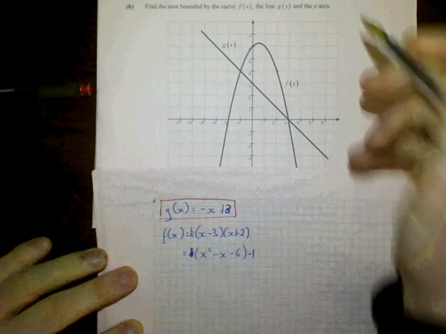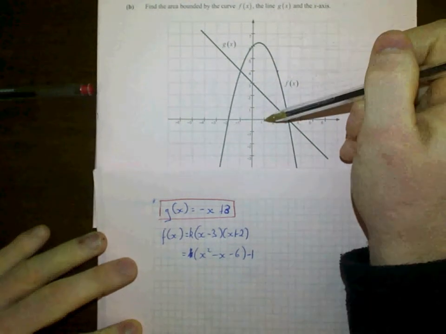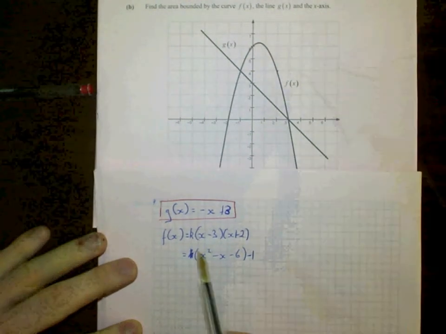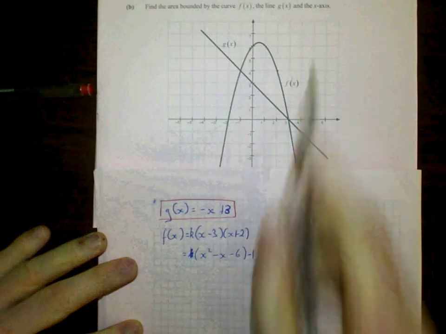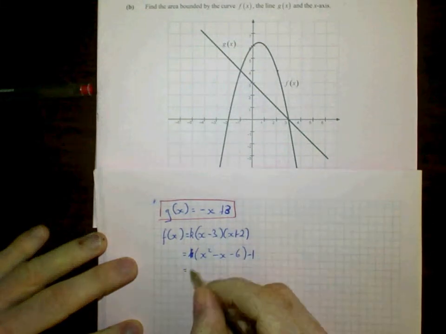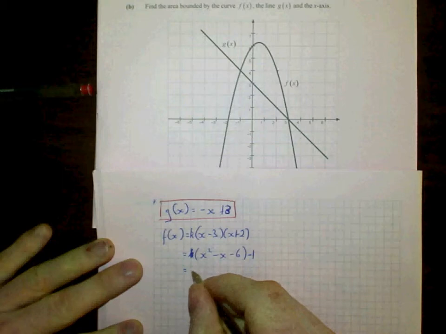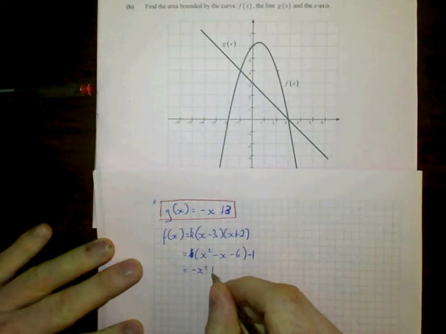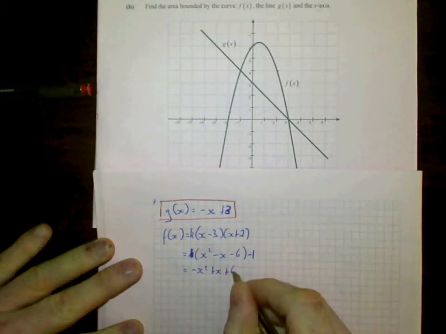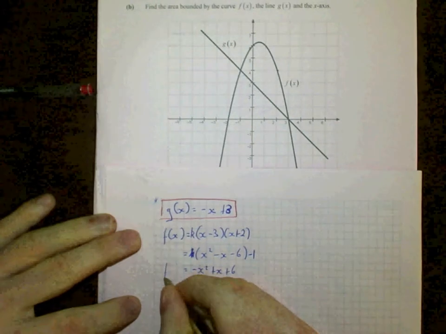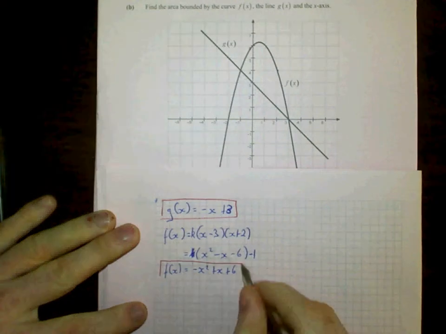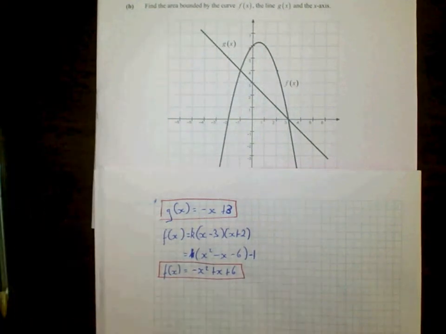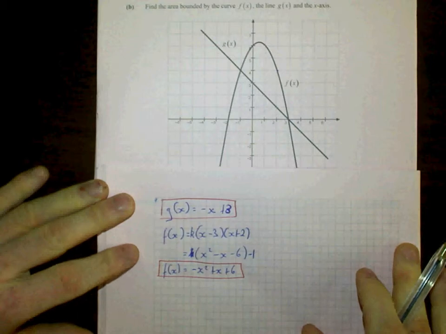Now let's see if that will work for the other points. Another point, 1, 6. So when I put in 1 for x, I get 1, minus 1 is 0, minus 6. I want to get plus 6, which would be minus 1. Right, so my equation is minus x squared plus x plus 6. That's my f of x. So now I have the equation of both of them. Now it should be straightforward enough. I want to find the area bounded by them.